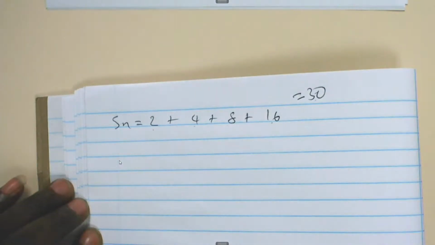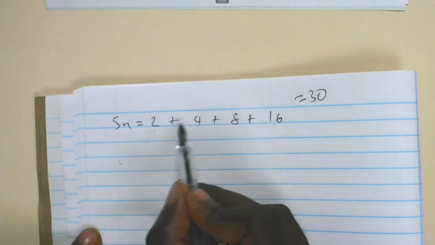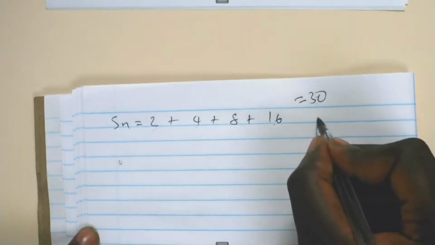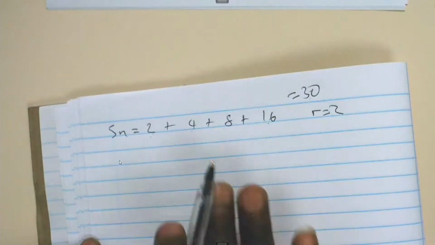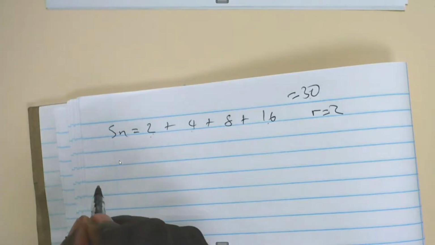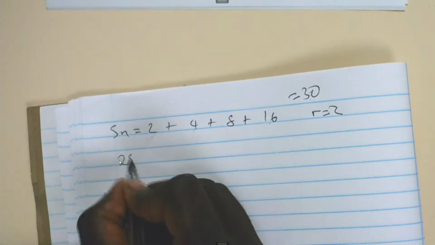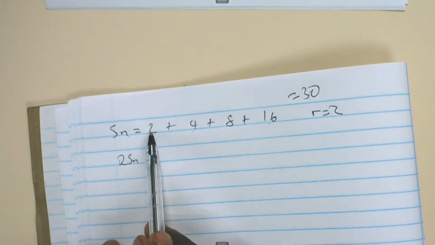Now, because this is a geometric series, we obtain the second term by multiplying the first term with r. We obtain this 4 by multiplying the first term with r, and in this instance, our r is equal to 2. And we can multiply both sides by that 2. Remember what you do on the left hand side, you also do on the right hand side. If you multiply both sides by 2, we are going to have 2Sn. That is equal to, I multiply this first term by 2. 2 multiplied by 2 gives me 4.